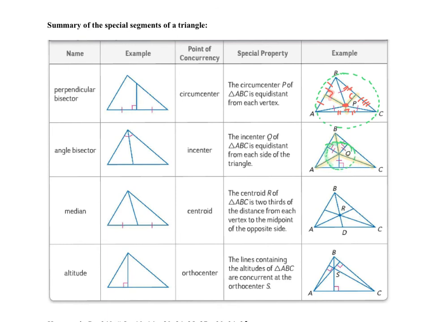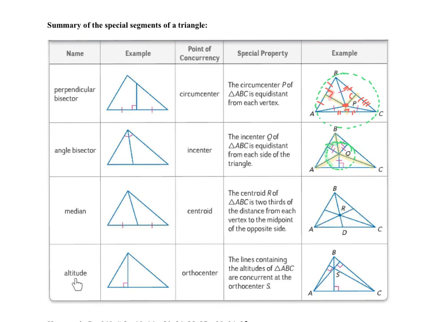Okay, and then in today's lesson we talked about medians. Medians are a segment from a vertex to the midpoint of the opposite side. The point of concurrency of the three medians is called the centroid, and remember, the centroid will always be 2/3 of the distance from a vertex to the opposite side.